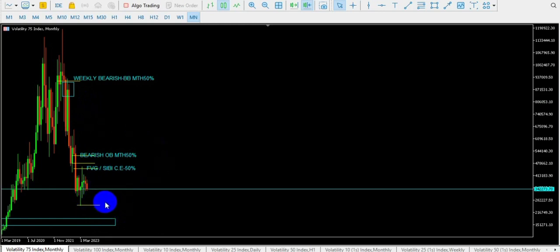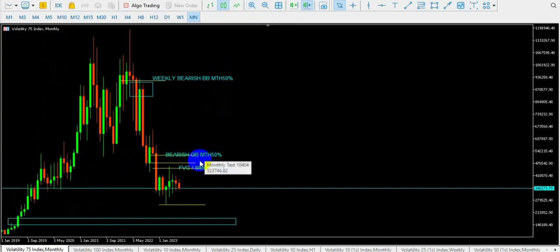But I'm not predicting the outcome. I can't know what the outcome is. No one ever does. I can only anticipate the next draw on liquidity. So this is where I'm anticipating this low. Let me mark that low very well. So this is the low I'm anticipating.